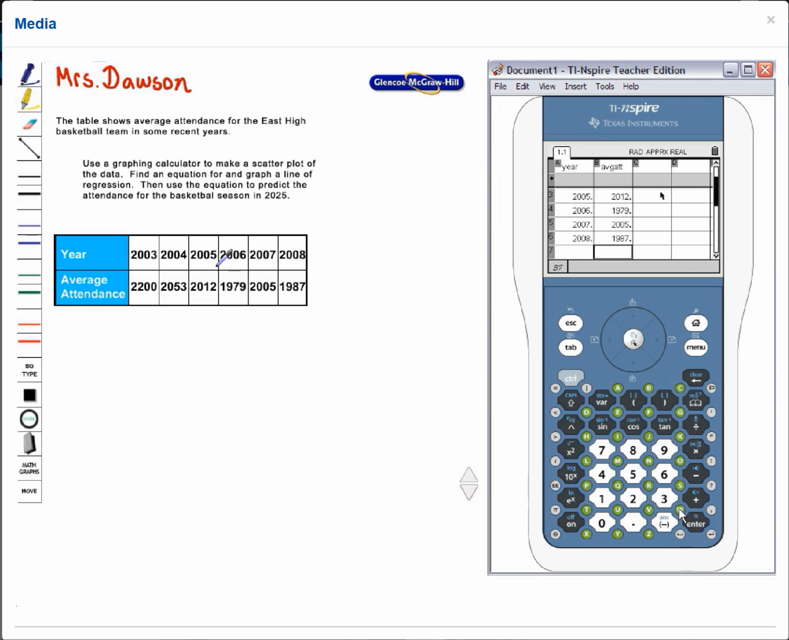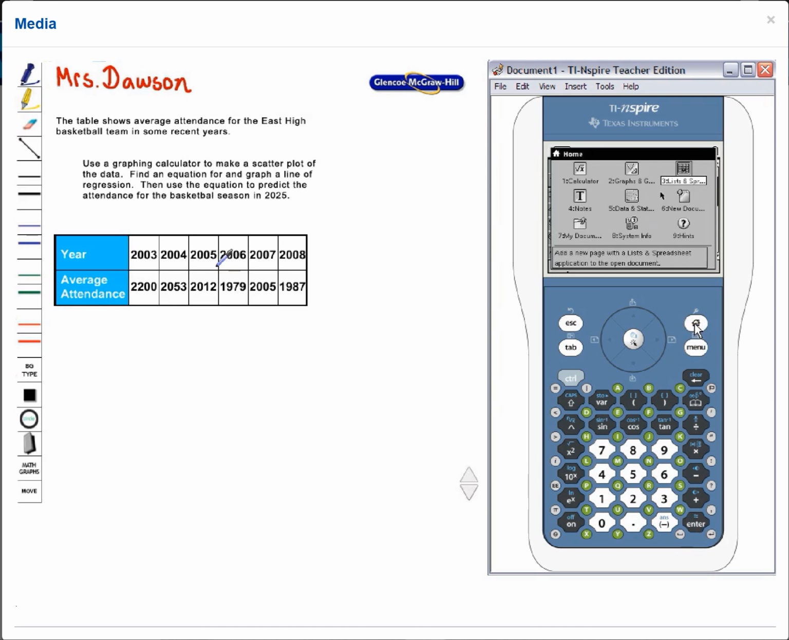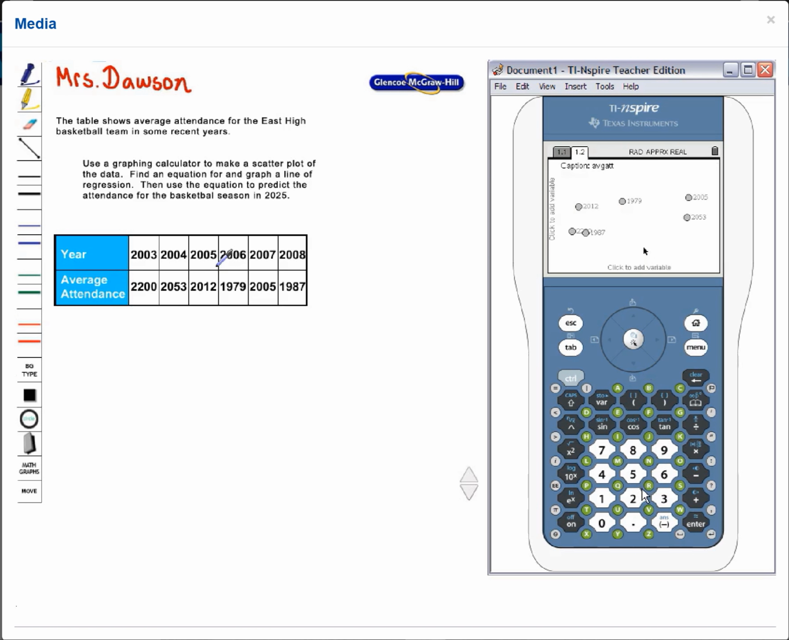So now that the data is in, we'll go to the home screen, number 5, Data and Statistics. You can see those points have already been plotted. However, they're not in a scatter plot that we would like. So the x-axis will be represented by the year, and the y-axis by the average attendance. And now we can see the scatter plot.